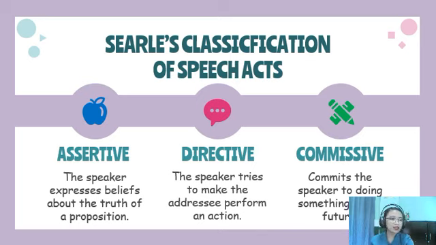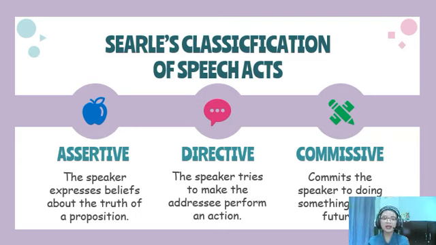The first one is assertive. Assertive is a type of illocutionary act in which the speaker expresses belief about the truth. Some examples are suggesting, boasting, and concluding. For example: President Rodrigo Roa Duterte is the president of the Philippines. That is the truth, right? Next, all men are mortal. It is also an example of the truth.